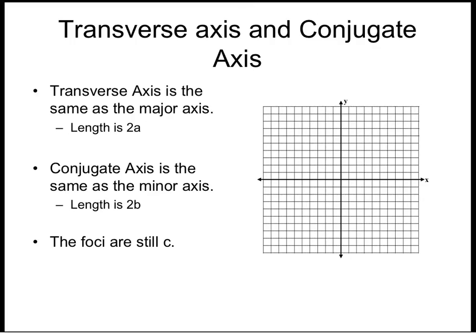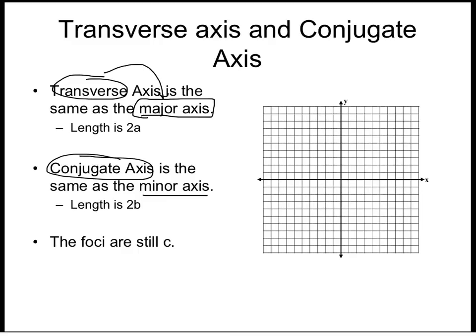That's with our vocab, a couple different things. We have a transverse axis and a conjugate axis. The transverse axis is just a new word for major axis. Okay, so notice transverse is the same as major, whereas conjugate is the same as a minor. Just if you see those vocab words, you know the difference. If you call it a major axis, that's fine, but you need to know transverse also means major.